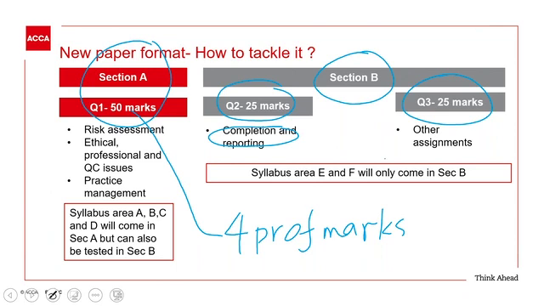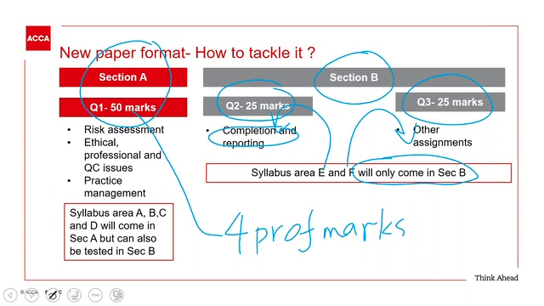Because the examiner is very clear, right? The examiner is saying syllabus area E and syllabus area F will only come in section B. Syllabus area E is completion and reporting and syllabus area F is other assignments. So the examiner is very clear on that.